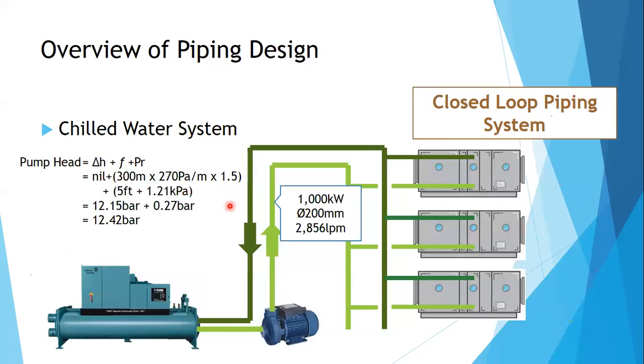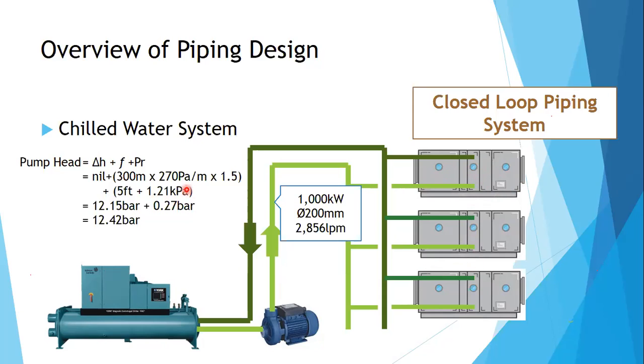Using the same assumption as previous, difference in height, you don't have. Frictional loss, 300 meters length of pipe, 270 Pascal per meter. Actual pressure drop according to your pipe size and to your flow rate, 1.5 for your fittings. Then you will have, this one is for your equipment. This 5 foot is for the chiller. This 1.21 is for the air handling unit.